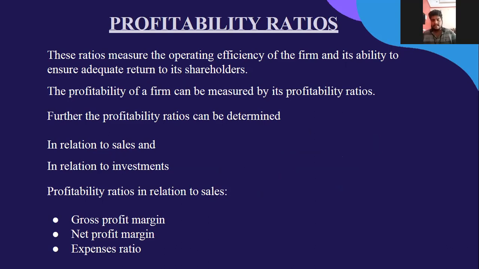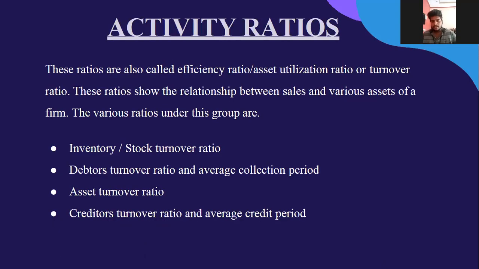Profitability ratio. This ratio measures the operating efficiency of the firm and its ability to ensure adequate returns to its stakeholders. The profitability of a firm can be measured by its profitability ratio. Further, the profitability ratio can be determined in relation to sales and in relation to investment. Profitability ratios in relation to sales are gross profit margin, net profit margin, and expenses ratio.